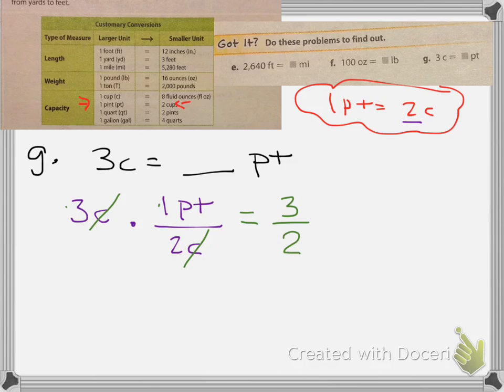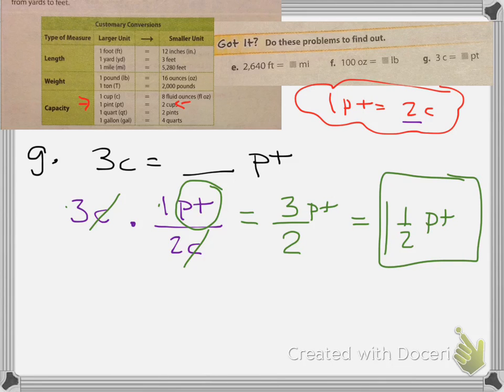Nothing times 2 is 2. And we're going to go ahead and, whoops, forgot to put the unit there. So the only thing we're left with for the unit is going to be pints. Then we're going to make this into a mixed number. So we get 1 1/2 of a pint. So that is our final answer there.